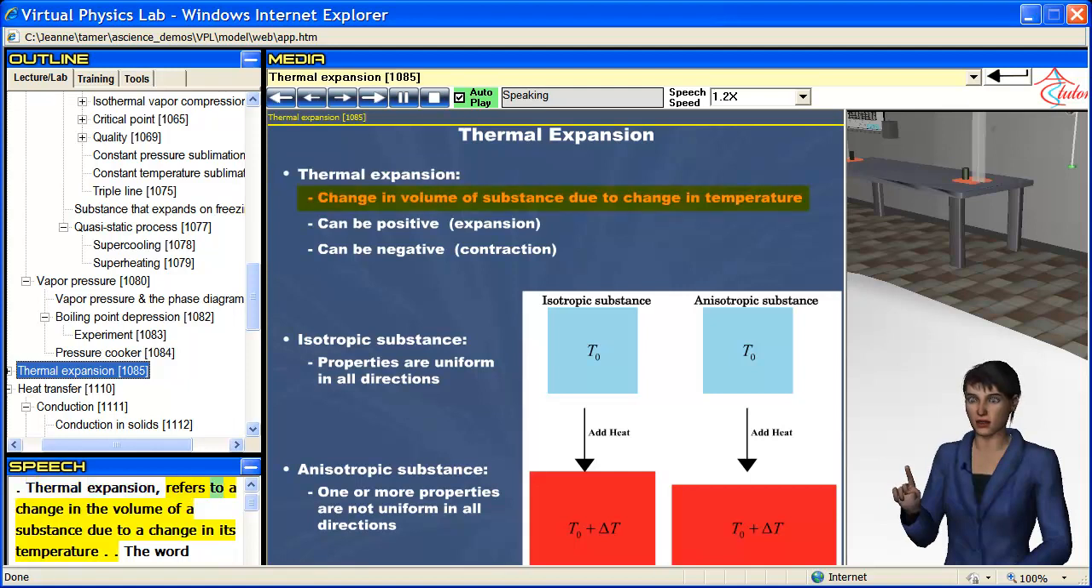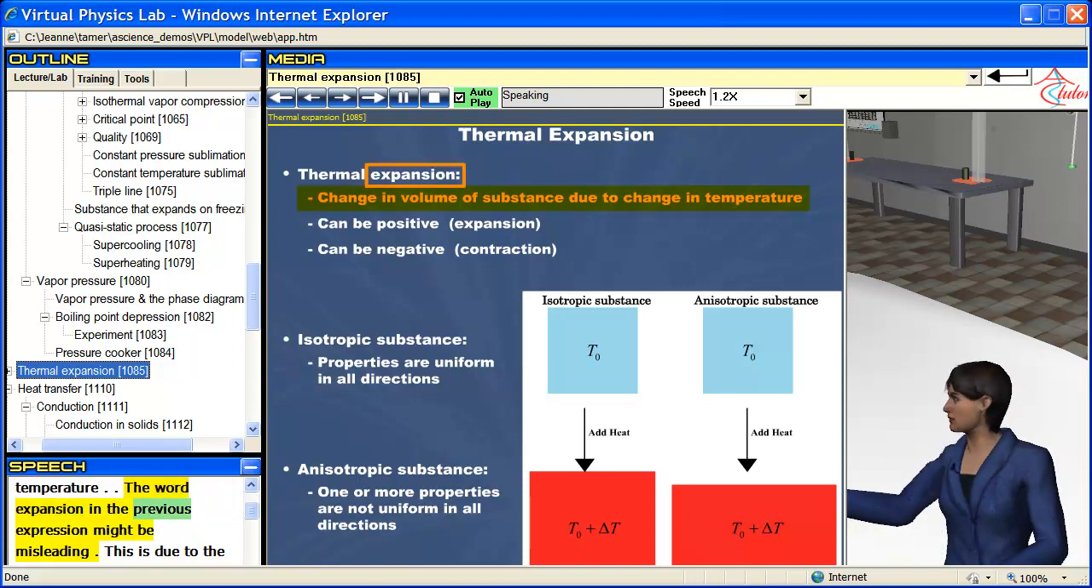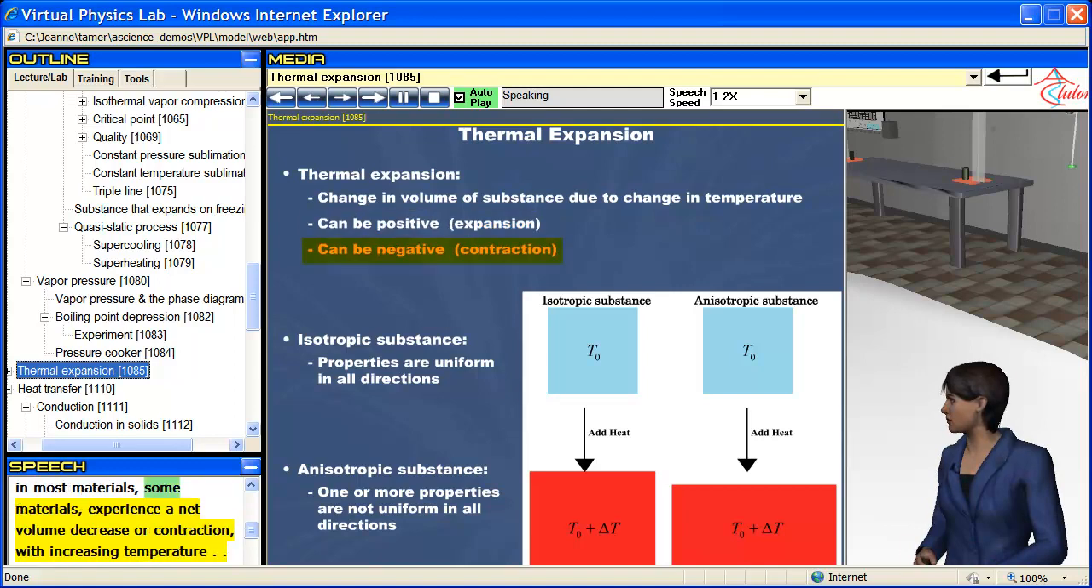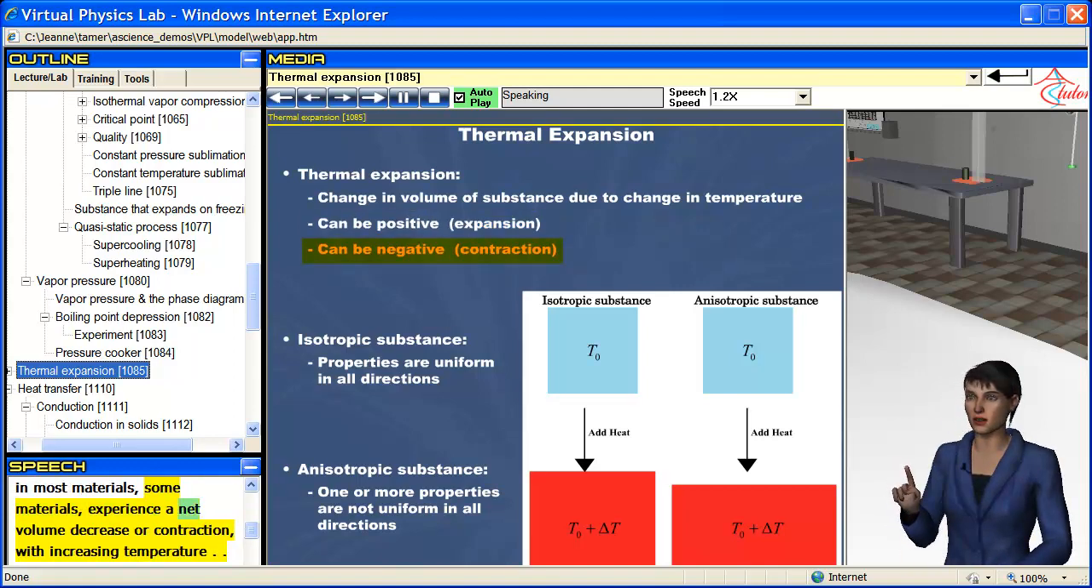Thermal expansion refers to a change in the volume of a substance due to a change in its temperature. The word expansion in the previous expression might be misleading. This is due to the fact that although the temperature increase results in a volume increase or expansion in most materials, some materials experience a net volume decrease or contraction with increasing temperature.